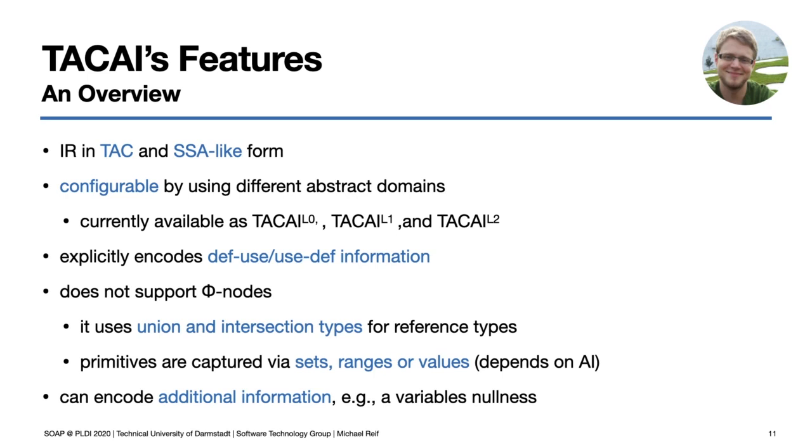It's only SSA-like because TACAI doesn't support phi nodes. Instead, it uses union and intersection types for reference type values, and for primitive values they are captured via abstract sets, ranges, or values. But the actual representation depends on the abstract interpretation domains that are used and how the values are abstractly interpreted. And the AI allows you to also encode additional information, for example, if a variable is null or not.